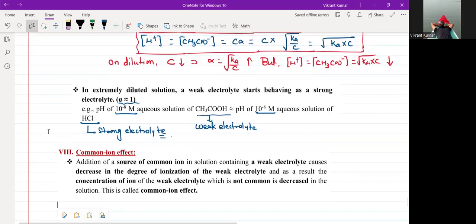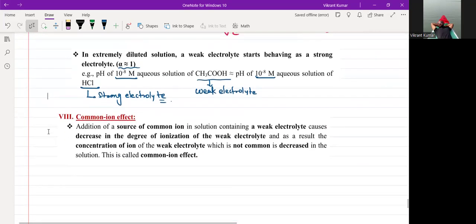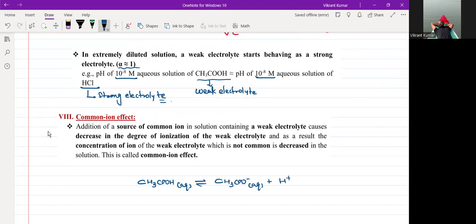कॉमन आयन इफेक्ट क्या बोल रहा है? अगेन, पुरानी ही चीज है, नए वर्ड्स के साथ आया है. If I'm having, again same example I'll give you, CH3COOH which is having equilibrium in an aqueous solution, CH3COO⁻(aq) + H⁺(aq), and it was having some equilibrium constant.